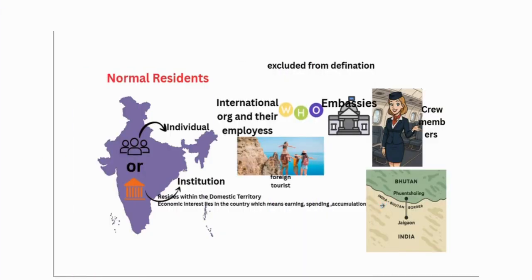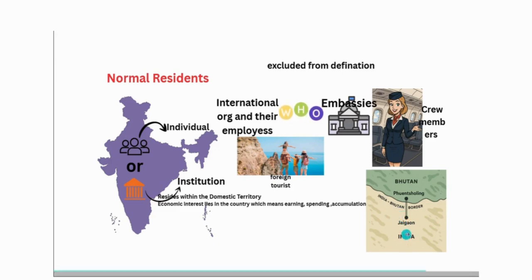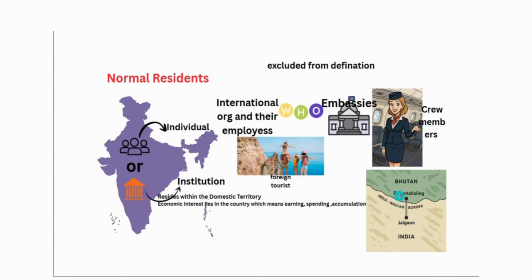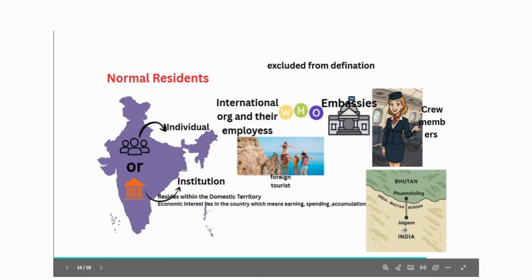Last point, that is border workers. Now this is a very interesting concept. You can Google it also. It happens in reality as well. We can literally walk from India, that is Jaigaon, to Phuentsholing in Bhutan, and you will be crossing the border on foot. Likewise, employees from Bhutan will come to India in the morning, work in India, and leave for Bhutan. They will be residing in Bhutan only. So this kind of worker who crosses the border only for work is also not considered in the definition of normal resident.